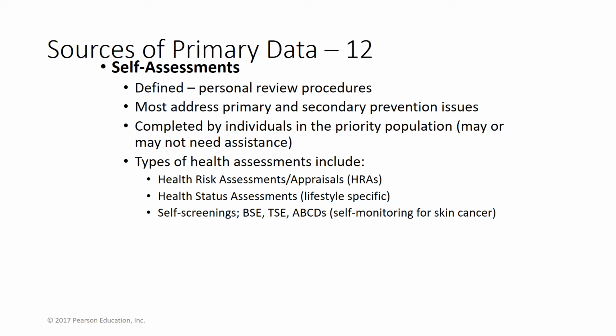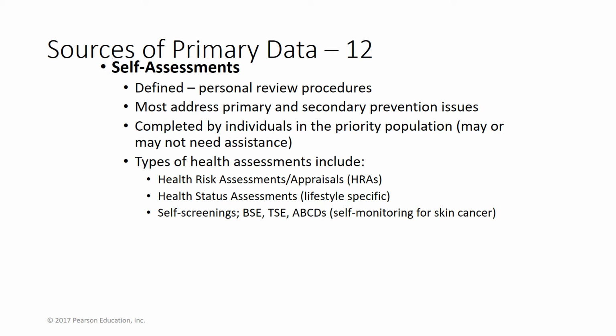So if the health status that you're interested in is COPD, then you would want to use an HRA to assess, okay, what are the risk factors associated with COPD, and what individuals in my priority population have those risk factors. It gives you a sense of the magnitude of the distribution of the risk factors, and that can give you some insight as to what your program may need to include in order to address those risk factors.